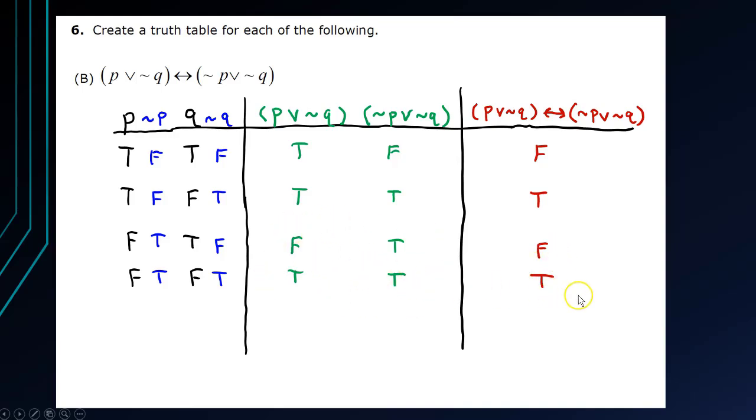Same truth value. If these had both been false, this would still be true. So I'm not looking to see if they're both true. That's not what makes them true. It's if they have the same truth value. That's what makes it true. So this one goes false, true, false, true.